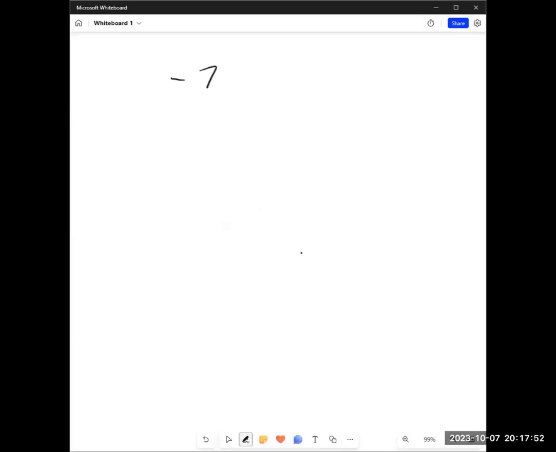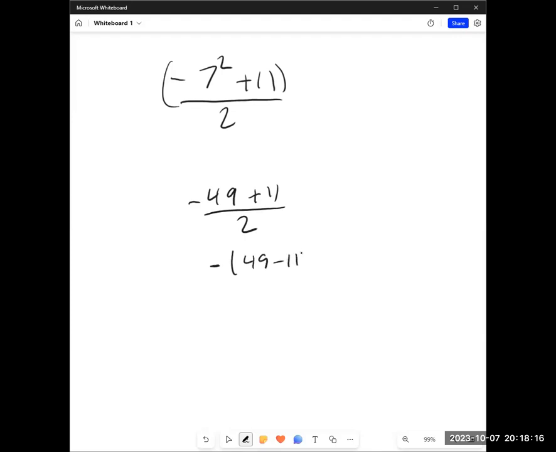Now I've got (-7 squared plus 11) over 2. Remember that there are parentheses up there. We've got to evaluate the numerator before we can take care of the division. So in the numerator, the exponent comes first. That's -49 plus 11 over 2. Different signs. We keep the sign of the bigger and find the difference. That's -38 over 2, which is -19.